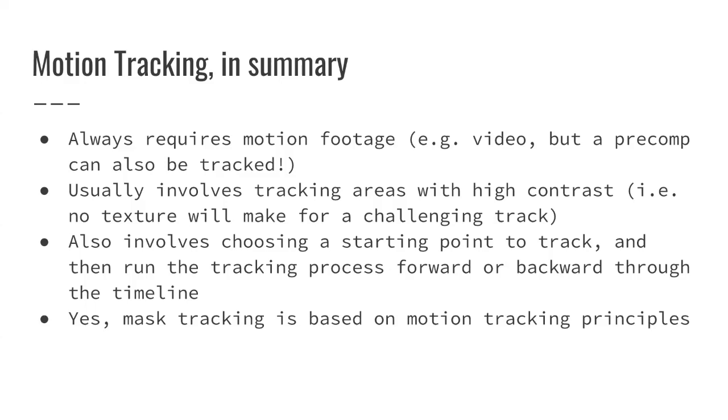It also involves choosing a starting point to track and then running the tracking process forward and backward through the timeline. You find a convenient starting point. It doesn't have to be the first frame of the video. It can be the last or in the middle somewhere. Then you track backwards and forwards as needed to give yourself everything you need. With the 3D camera tracker, that's a little more automated.